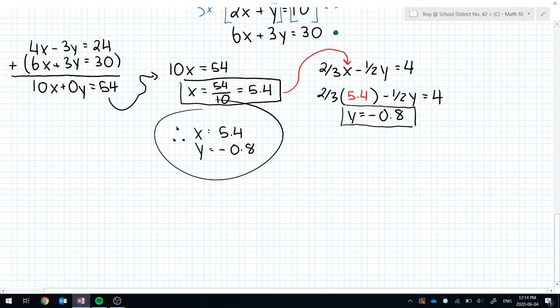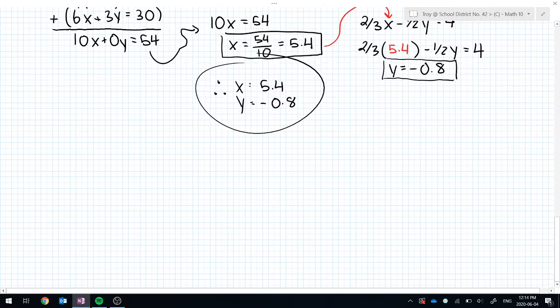And there you go. So definitely a little harder. This one involved all of the worst case scenario. Had fractional coefficients. Once we got rid of the fractions, we didn't have any equal coefficients, so we had to multiply them by a constant, and then we had to eliminate. So definitely a trickier question there.